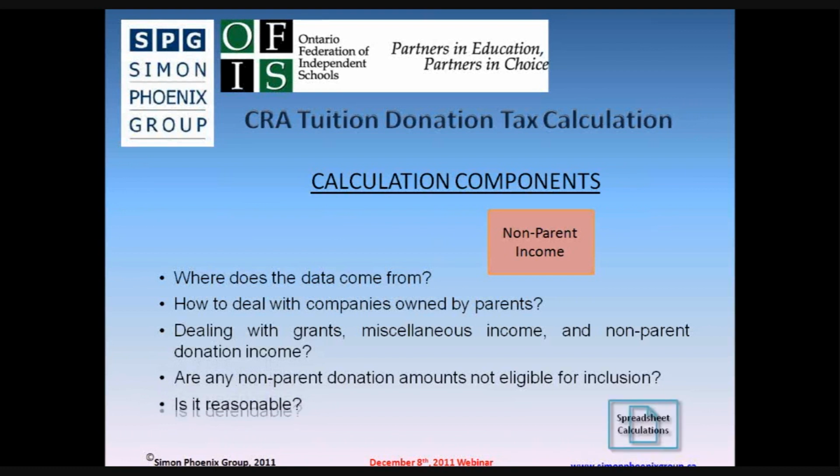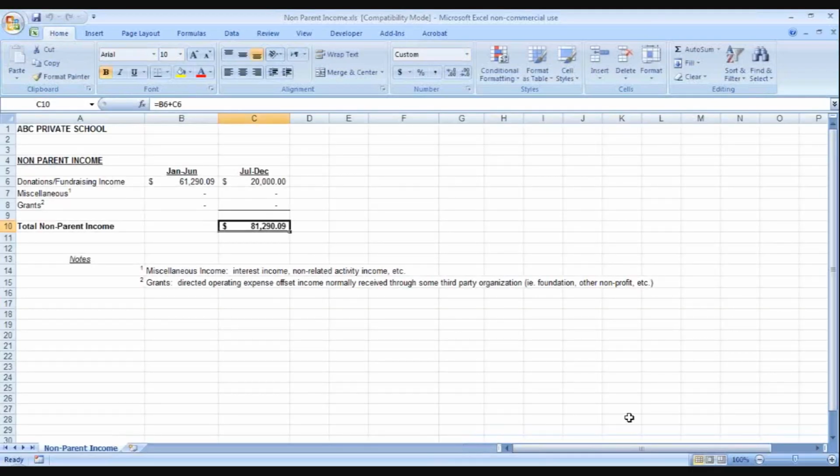Again, is it reasonable? Is it defendable? And again, a very simple spreadsheet to illustrate how this might be laid out. And again, there you go, being able to pull this data from some source at your organization, whether it's your financial accounting records or some other application that you have running that tracks donations, to be able to pull that information out quickly.